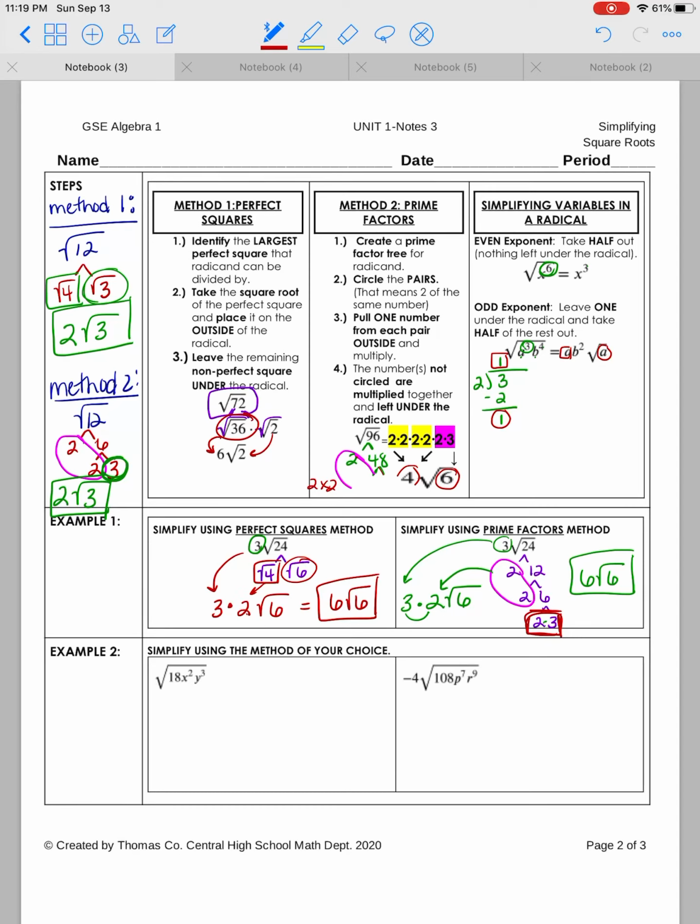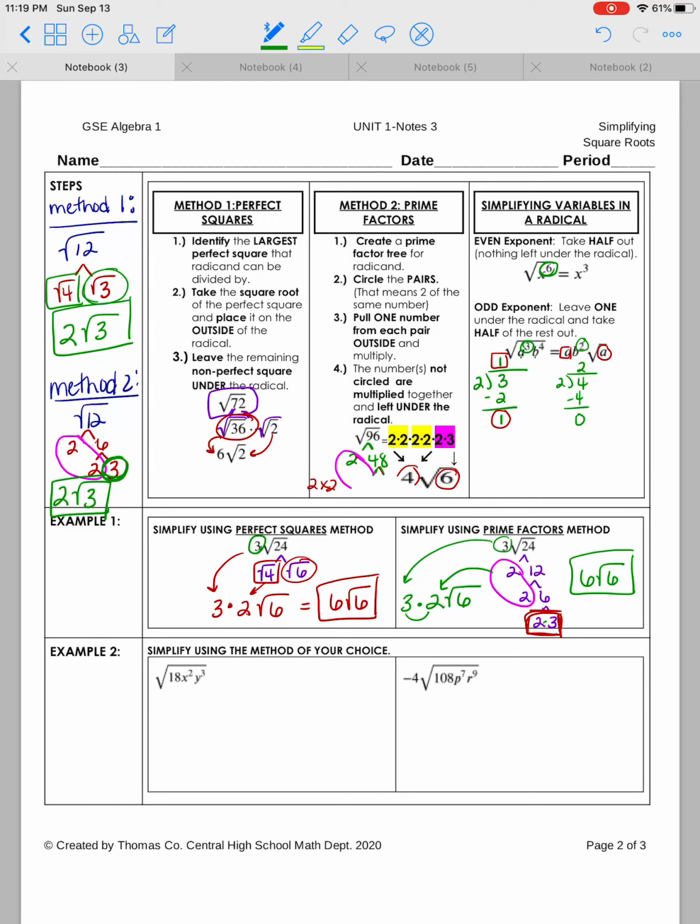So what about b to the fourth? It's even, so I shouldn't have any numbers left under the radical. 2 goes into 4 twice. That's 4, I have nothing left over. So that's where the b squared comes out, since it went in twice.